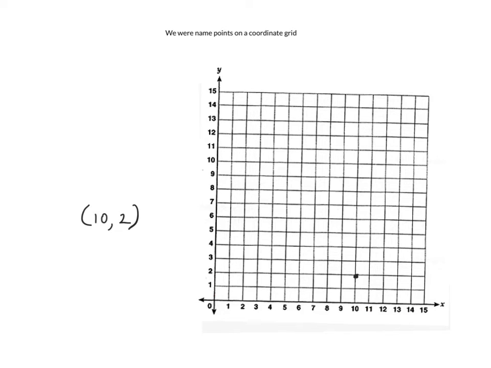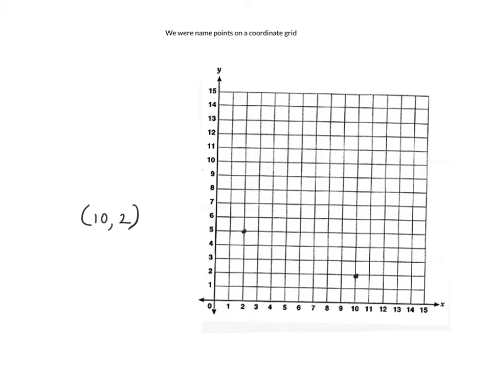And a way to remember that is you go down the hall and up the stairs. When you go into a house, you don't walk into the house and go right up the stairs. You got to go down the hall first and then up the stairs. So (10, 2). Let's look at another one.